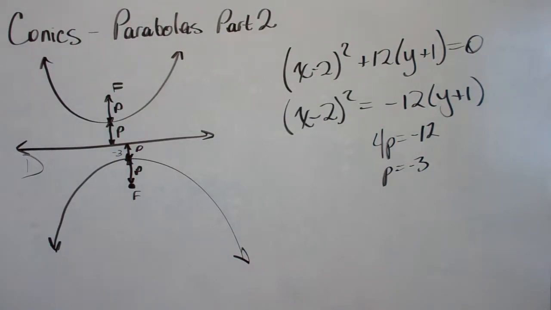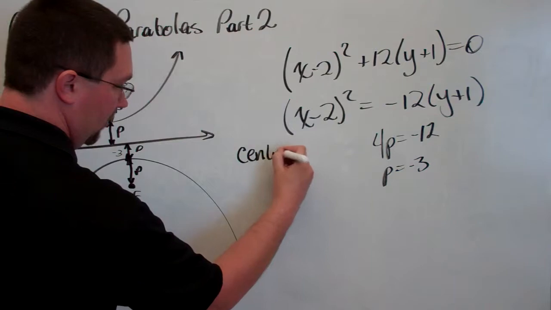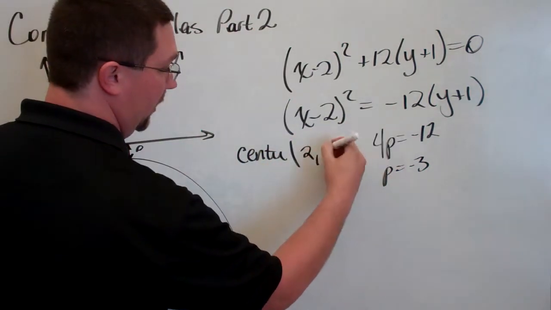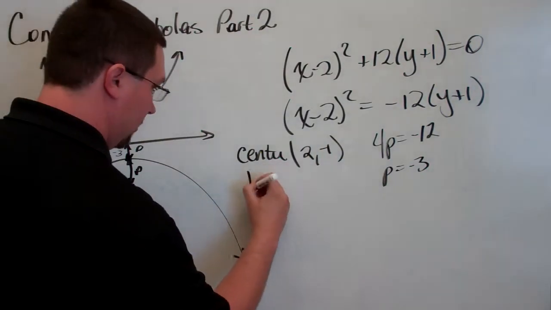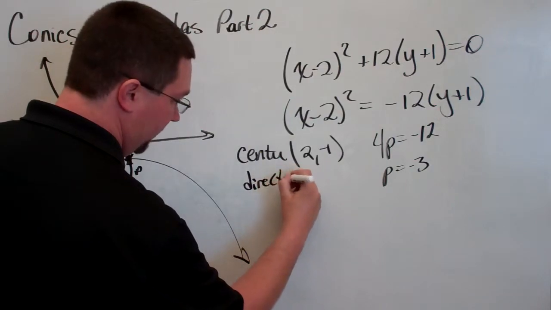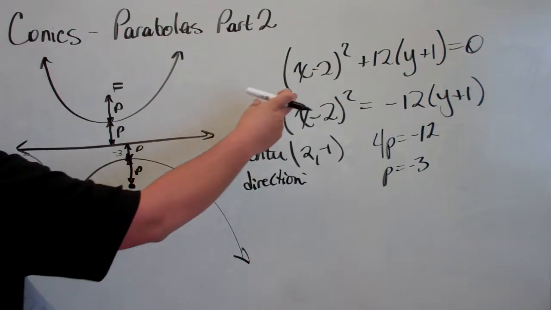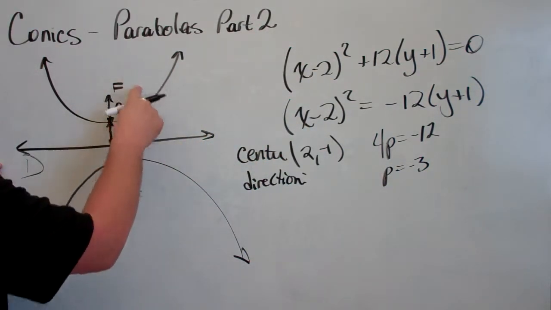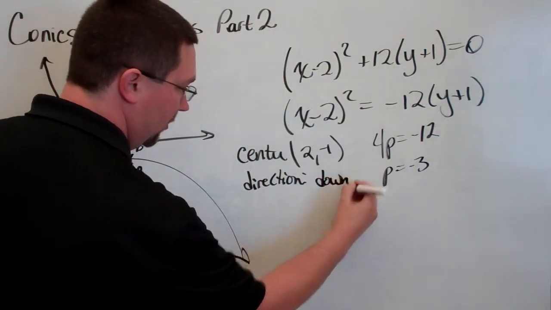The first thing we want to do is get our center point. We need to figure that out. The center point is (2, negative 1). We know our direction. We know our direction is down because this is squared, so the Directrix line runs left-right, which means our parabola is going to open up or down. Since p is negative, we know it opens down.